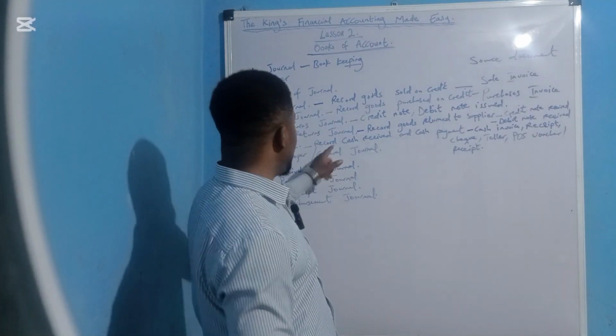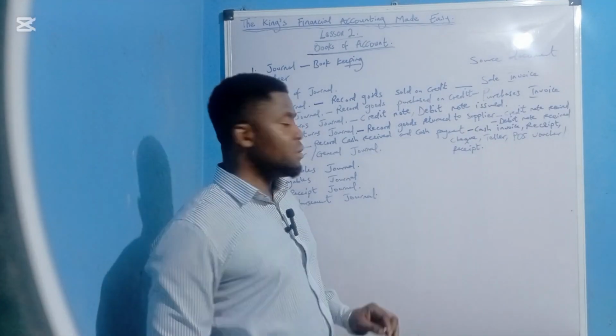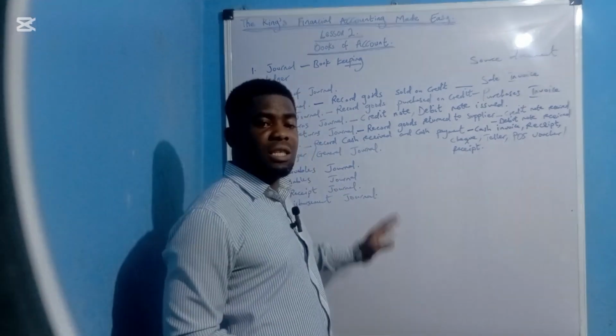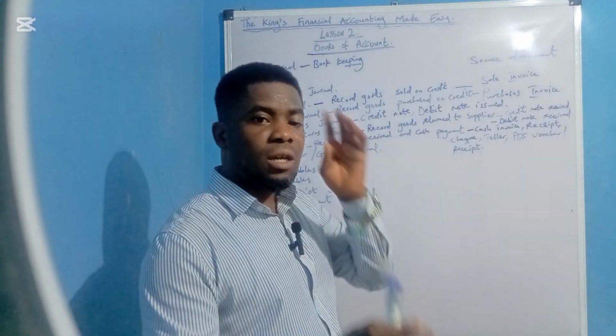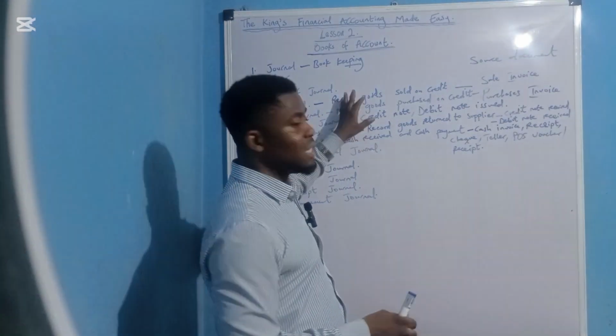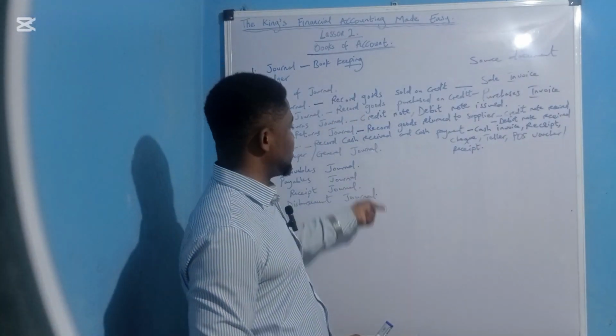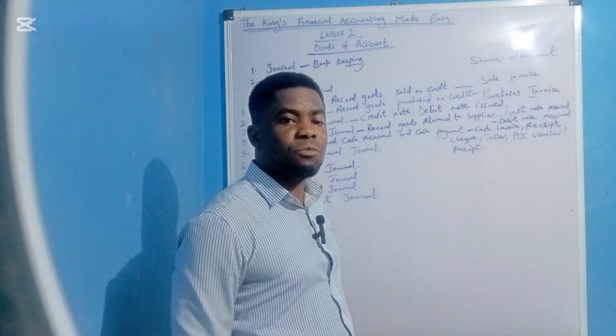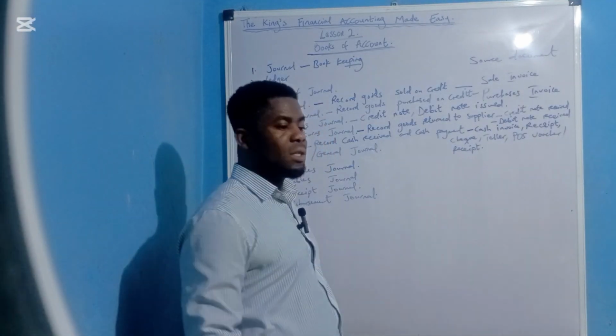So when we are done with this theoretical explanation, then we will go into the calculation aspect, the practical aspect of these journals. And when we are done with that, we move to our accounting proper. So that is that for now.